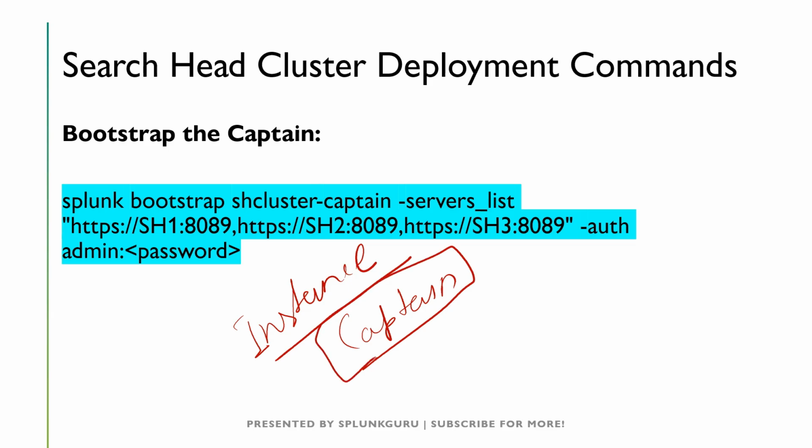You need to pass all your members' IPs and management port here along with username and password. As soon as you execute this command on the instance which you want to act as the captain in the beginning, that instance will start acting as the captain, right? And as I said, if the captain goes down for any reason, another instance in the cluster will come up. There is an election to elect the captain. If the current running captain goes down, the other members in the cluster will elect a new captain.